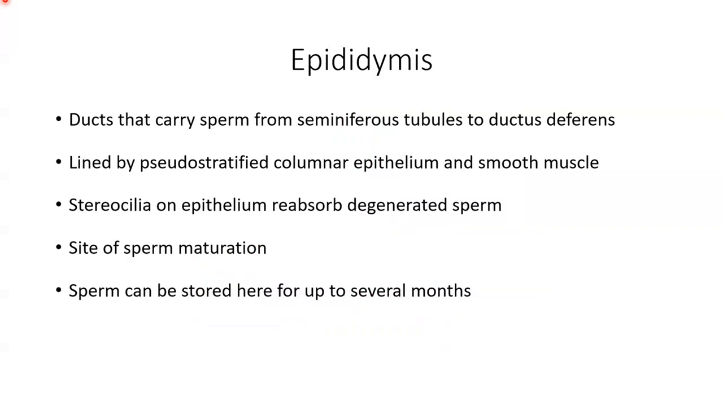So the epididymis is a series of ducts that carry sperm and fluid from the seminiferous tubules in the testes through to the ductus deferens. It's lined by a pseudostratified columnar epithelium with stereocilia or microvilli surrounded by smooth muscle. The stereocilia increase surface area for the reabsorption of unused or degenerated sperm. The smooth muscle contracts in peristaltic waves to move the sperm into the ductus deferens during sexual arousal. The function of the epididymis is to mature the sperm so that they can move and swim towards an egg after ejaculation. But the epididymis can also store that sperm for up to several months.